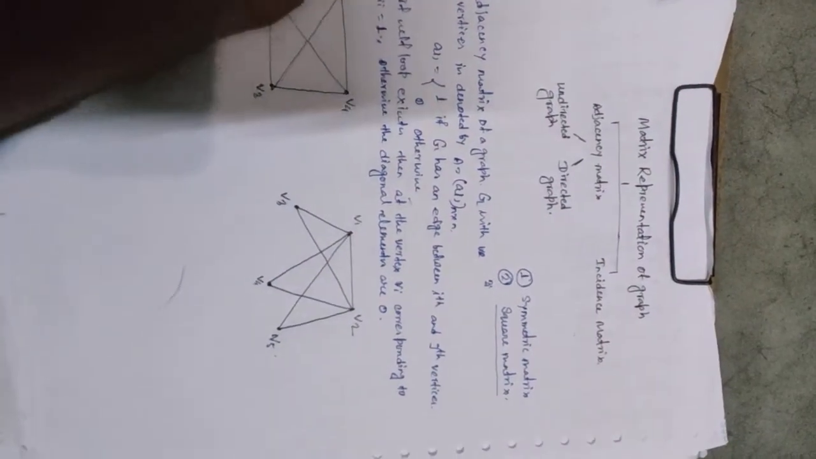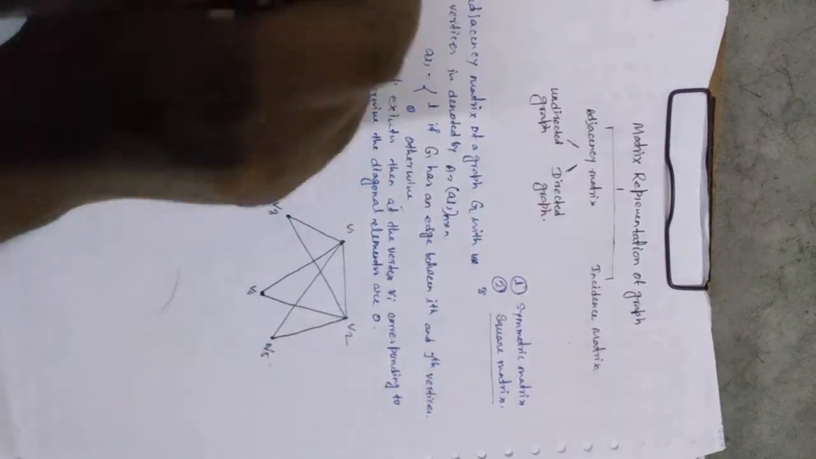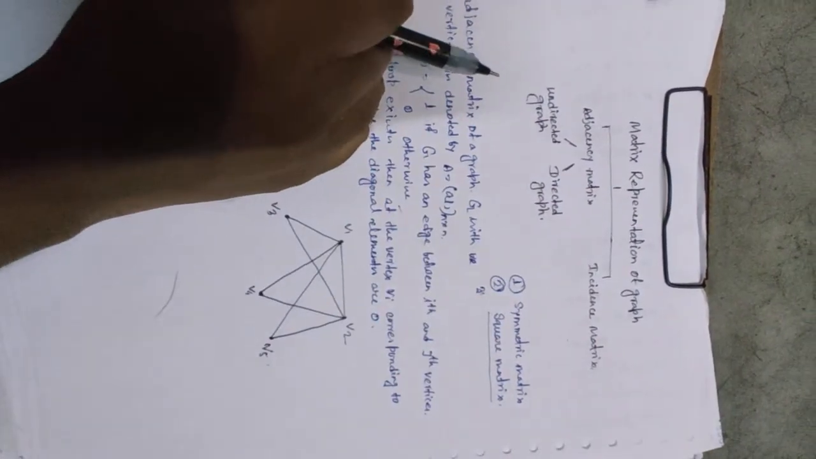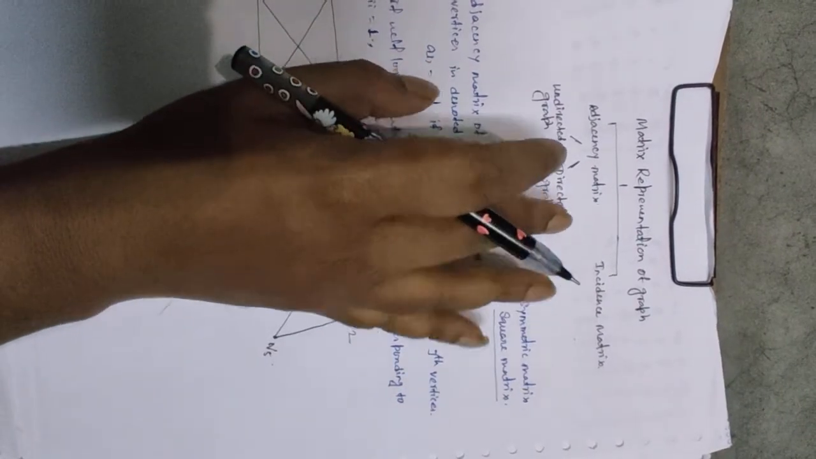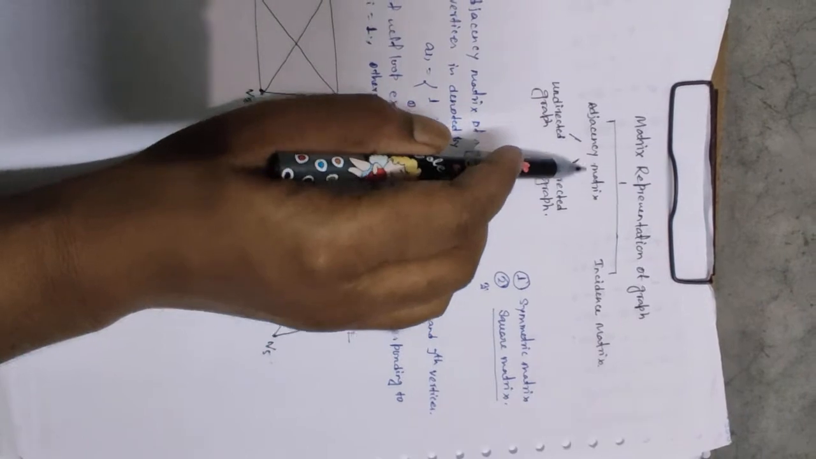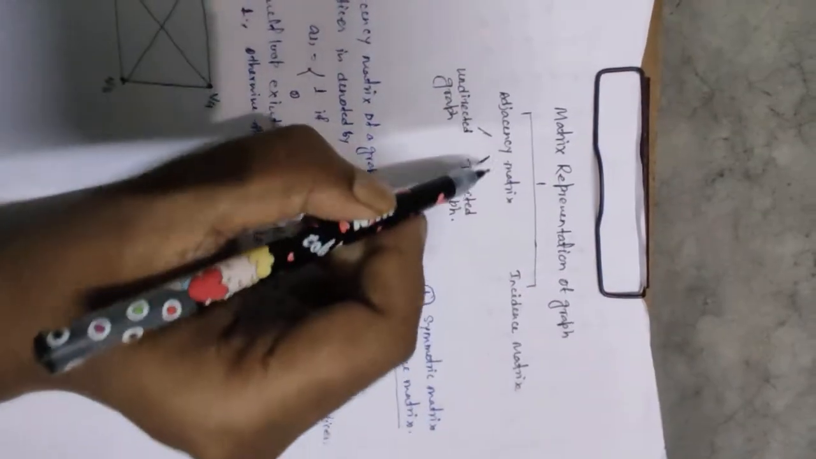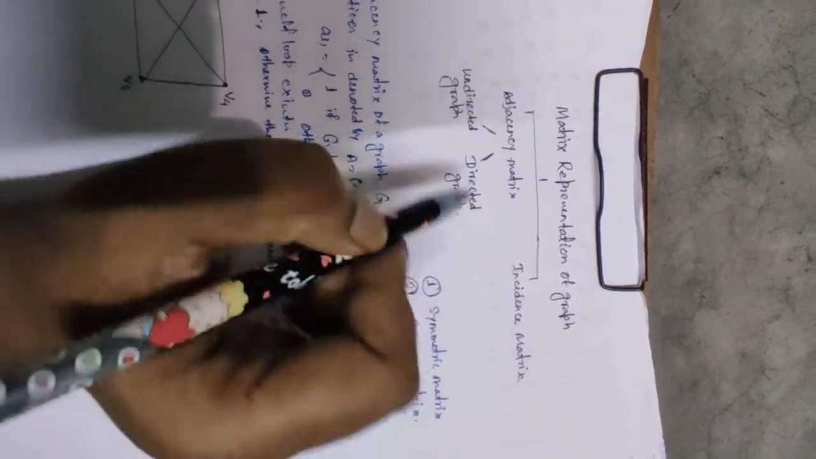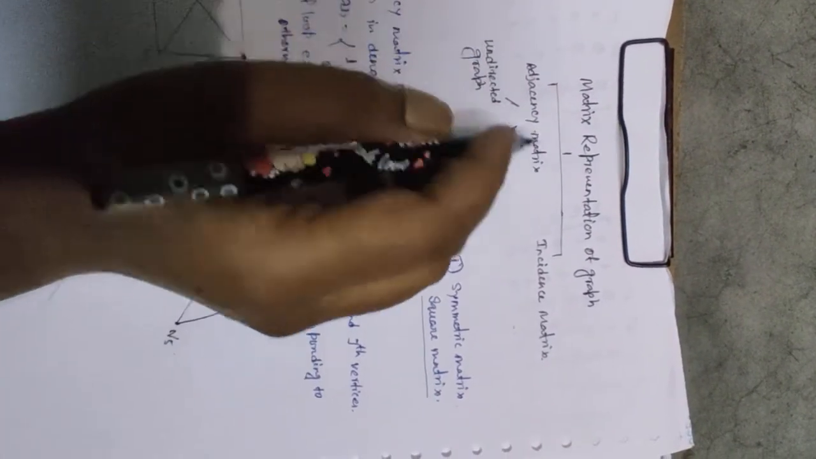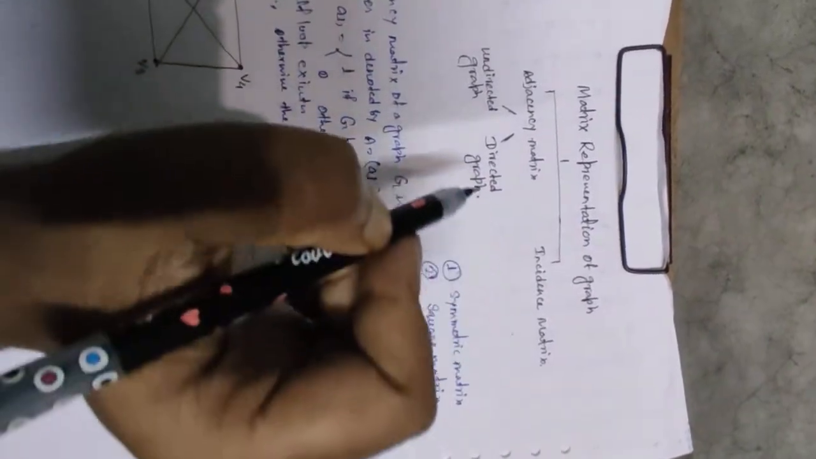So guys, in this video I will discuss the matrix representation of a graph. In your syllabus, two types of matrix representation of a graph are discussed, that is the adjacency matrix and the incidence matrix. In this video I will discuss the adjacency matrix for undirected graphs and directed graphs.